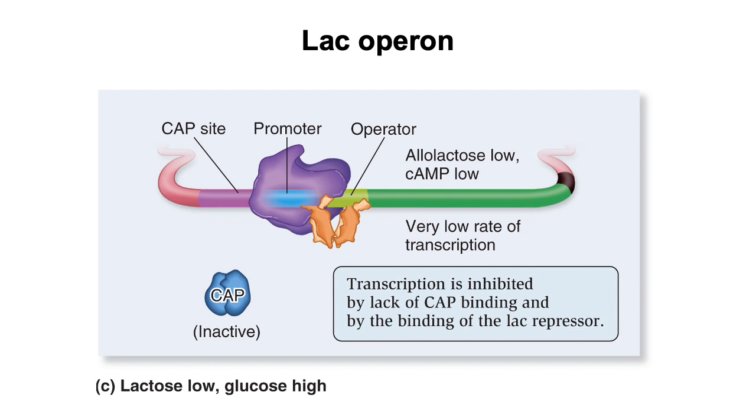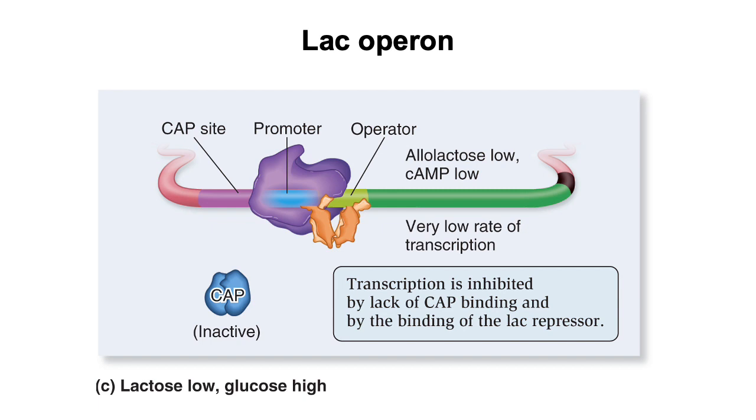Well, what's another possibility? The cell could also find itself in a situation where lactose levels are low, but glucose levels are high. If lactose levels are low, remember we don't want to turn on these genes in the lac operon that allow us to metabolize lactose if there isn't very much lactose around. So in this case, there is no effector, there's no allolactose. You need lactose metabolism to form the allolactose. So the repressor binds to the operator and blocks the RNA polymerase from transcribing the genes of the lac operon. So that's the repression side of the story.